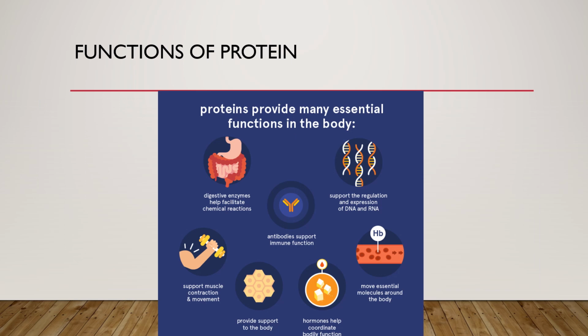Now let's understand the functions of protein. Protein provides many essential functions in your body. It supports the regulation and expression of DNA and RNA, antibodies support immune function, digestive enzymes help facilitate chemical reactions, it supports muscle contraction and movement, provides support to your body, and hormones help coordinate bodily functions and move essential molecules around the body. So all this happens inside your body when you eat protein.